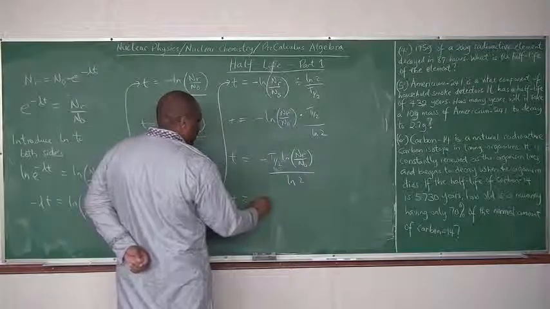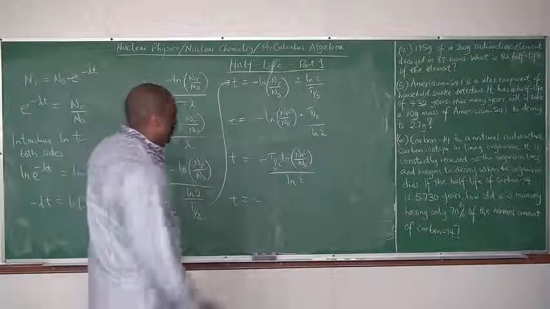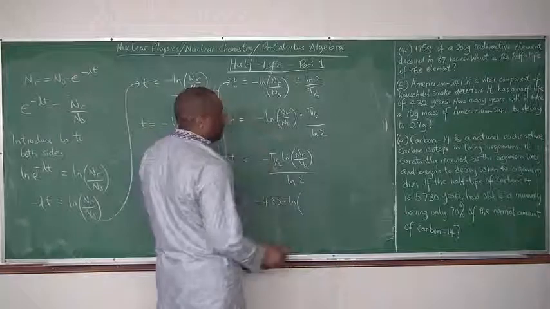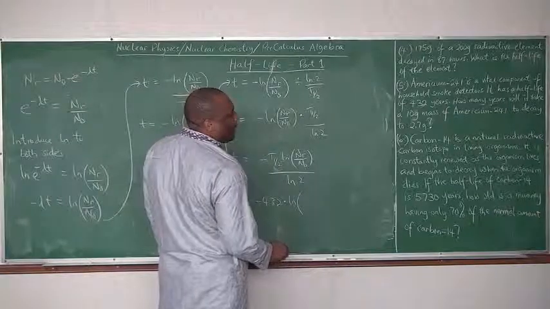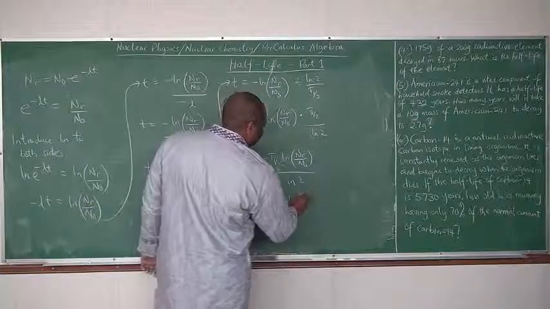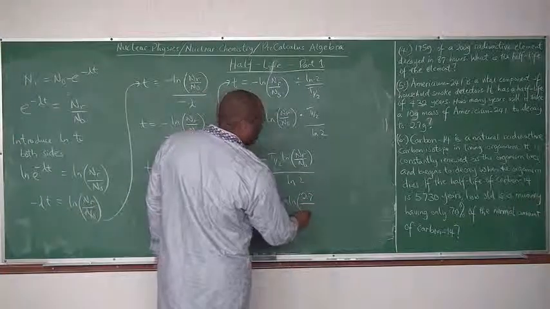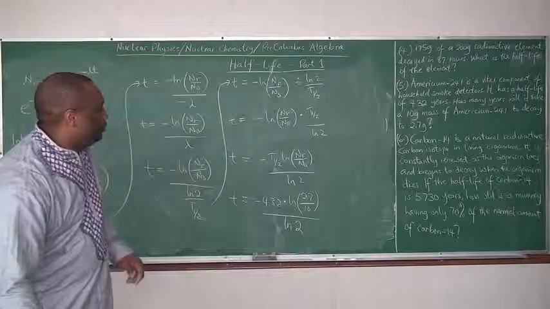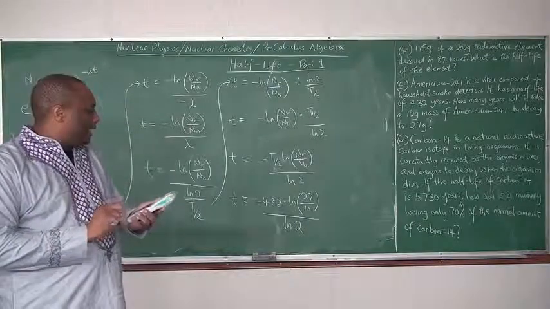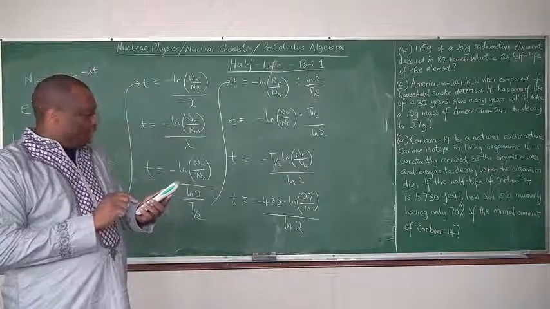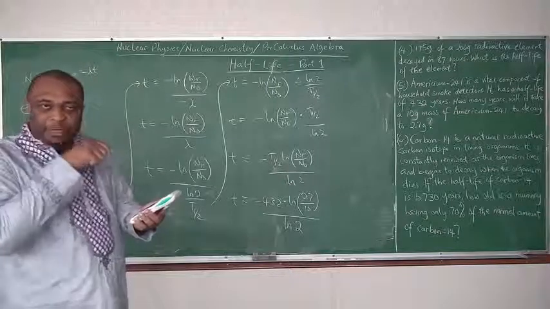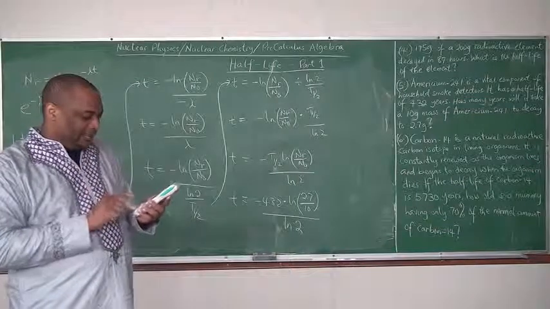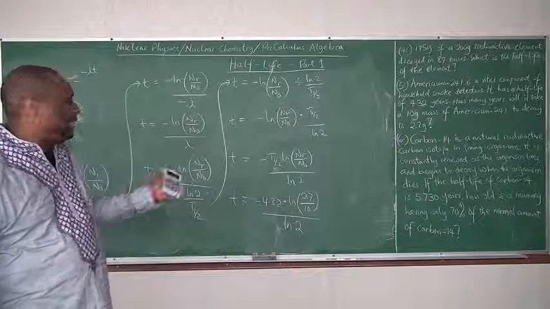So T will be negative, half-life is 432 times ln NR, which is 2.7, over NO, which is 10, all over ln 2. So we come over here. 2.7 over 10 is 0.27. Ln 0.27 is going to give us a negative, and negative times negative is positive.